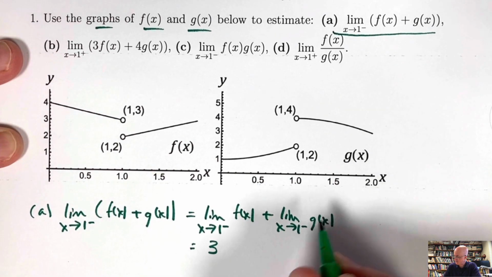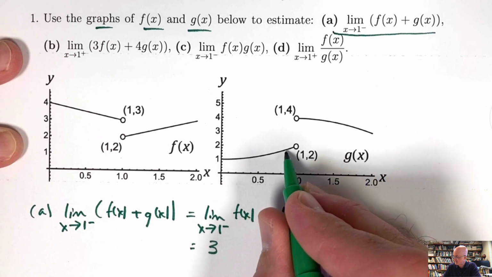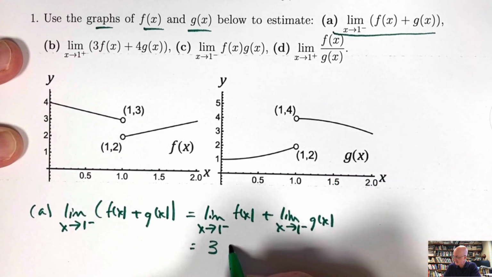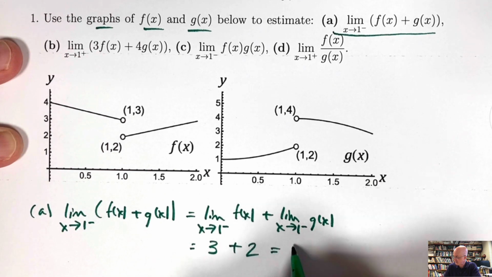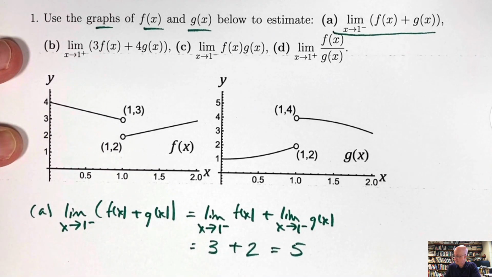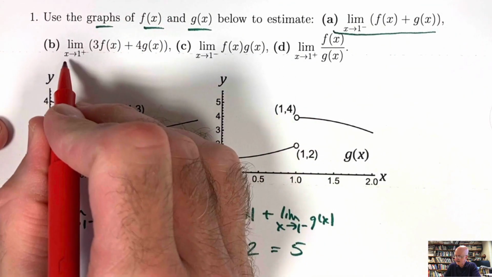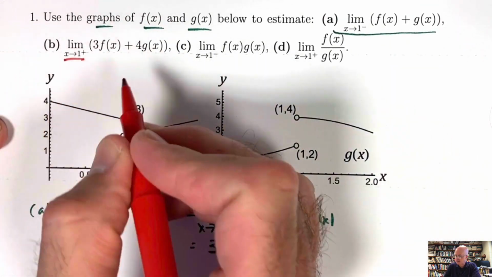All right, and what about with g of x? You can see the second coordinates here are approaching the second coordinate of the quote-unquote missing point here, 2. So this limit exists and equals 2. So the final answer is 3 plus 2 equals 5. Part B. Now we're letting x approach 1 from the right. You see the plus sign there.